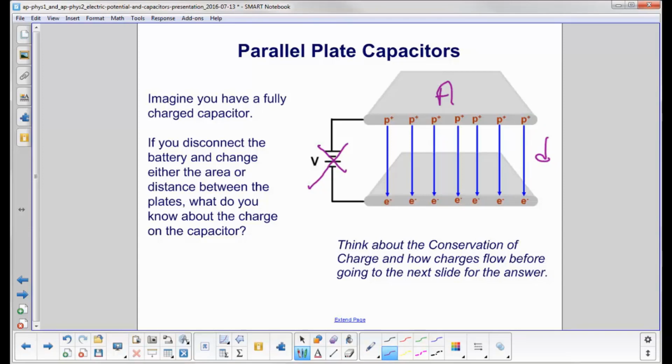What do you know about the total charge on the capacitor? Think about the conservation of charge and how charges were flowing in this system before going to the next slide for the answer.